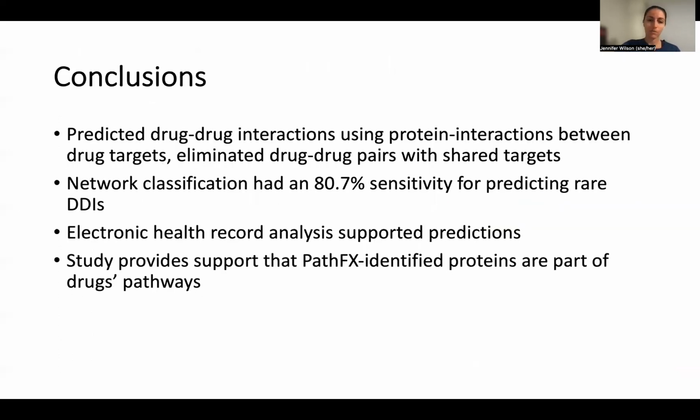The conclusions for this brief introduction to the study are that we predicted drug-drug interactions using protein interactions between their targets. We did eliminate drug-drug pairs with shared targets, saying that many drug interactions can have these long-range effects. Our classification method had a pretty high sensitivity when benchmarked against gold standard data sets. Further, we could go back and do novel electronic health record analysis to support these predictions. We have a few other predictions that didn't fit into the slide, but are on the poster. Lastly, the study provides support that PathFX identified proteins are part of the drug's pathway. It was unclear previously if those downstream proteins were actually part of the drug effects or just periphery to the prediction.